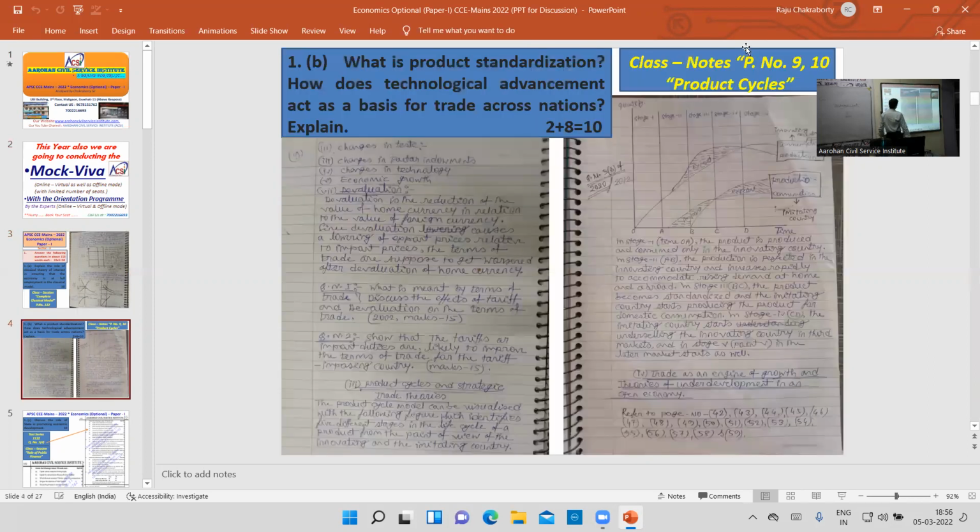But so the question number one B, we said, what is product standardization? How does technological advancement act as a basis for trade across nations? It is international economics of problem. We have a class two score. In class two space number 19 we have a product cycle, product standardization. So, very interesting content and very comfortable to write in our exams. Example, we have done it. So, content is not so complicated.